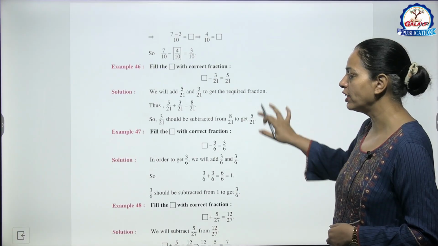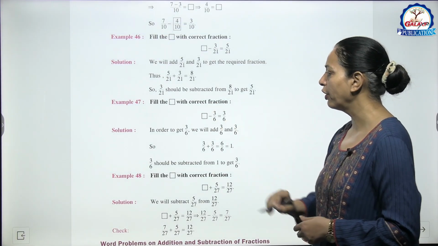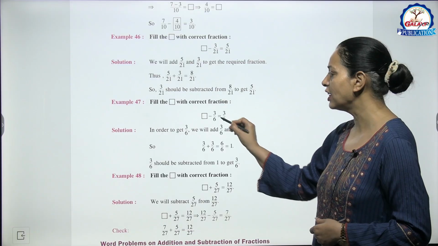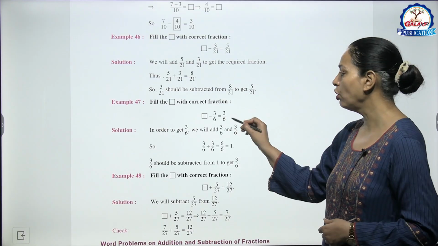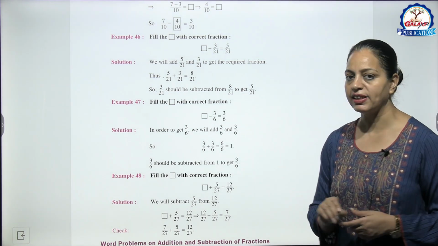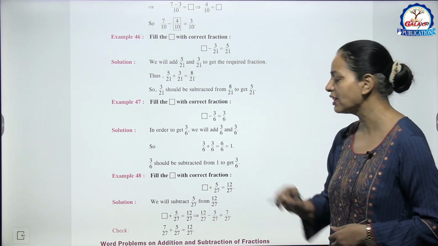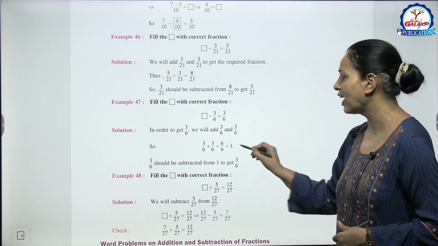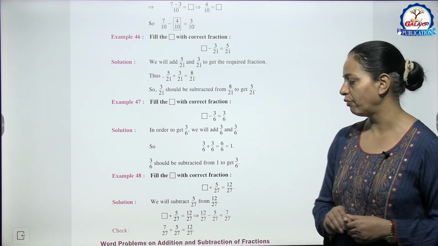Now example 47. Fill this box with correct fraction. Dash minus 3 upon 6 equals 3 upon 6. So what to do? Add 3 by 6 and 3 by 6. So 3 by 6 plus 3 by 6. This is 6 by 6. That is equal to 1, right?